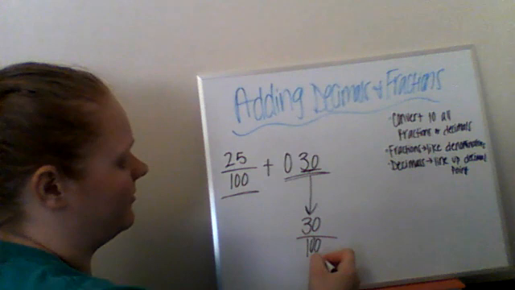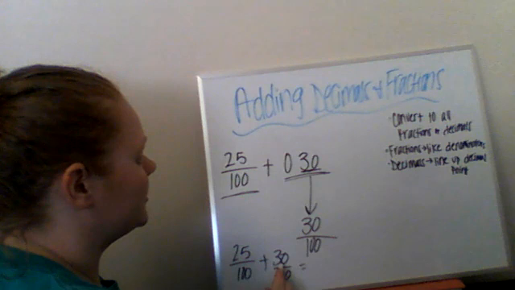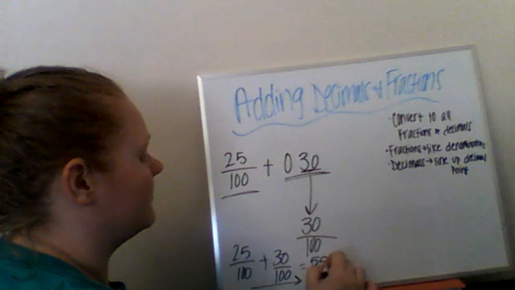So my new problem is 25/100 plus 30/100. Okay, I know 20 plus 30 is 50, and then plus 5 is 55. So 25 plus 30 is 55, and I'm just going to drag my denominator over. So my answer would be 55/100.